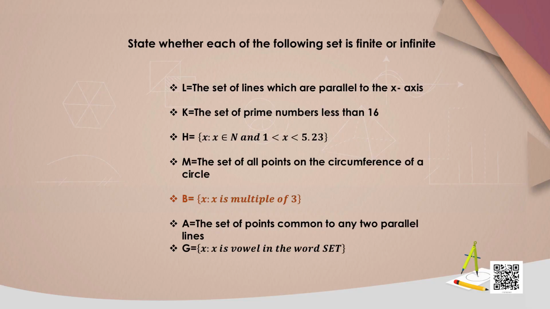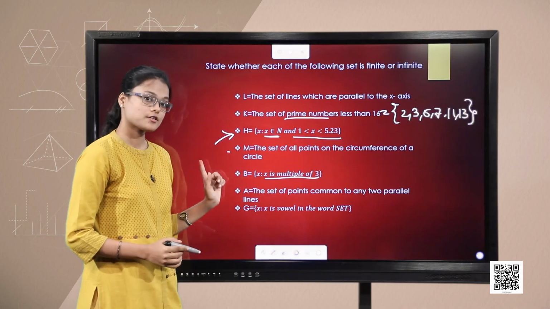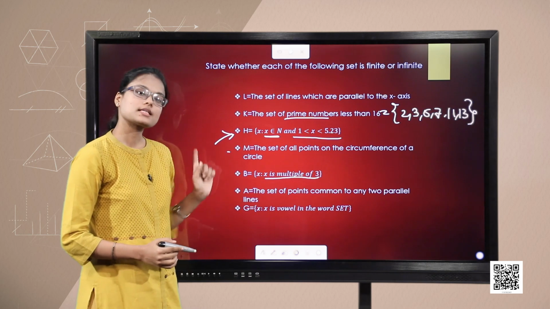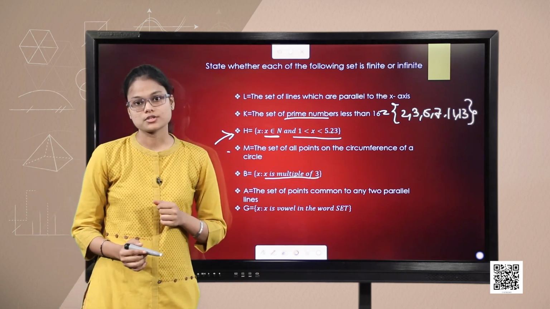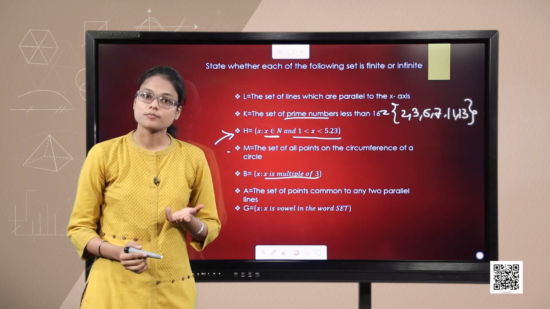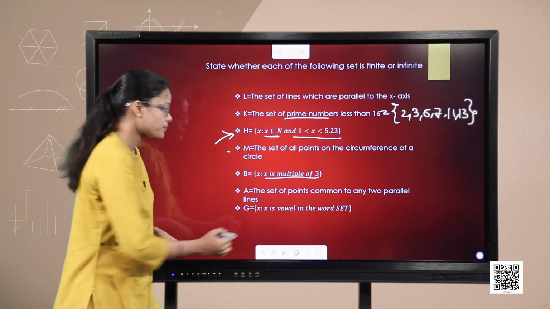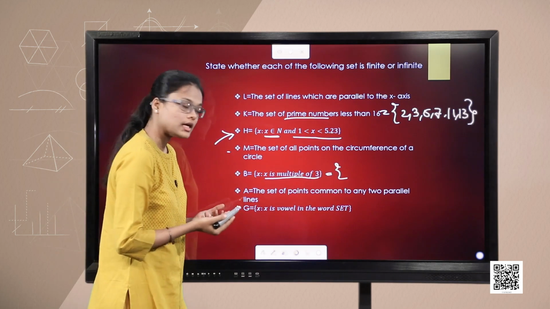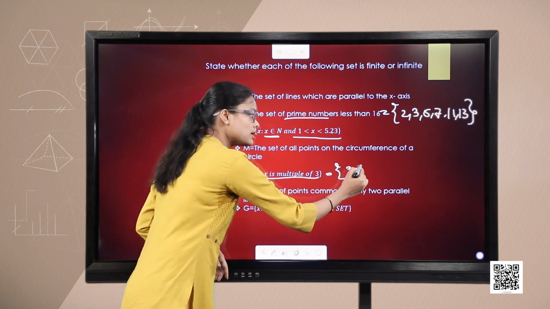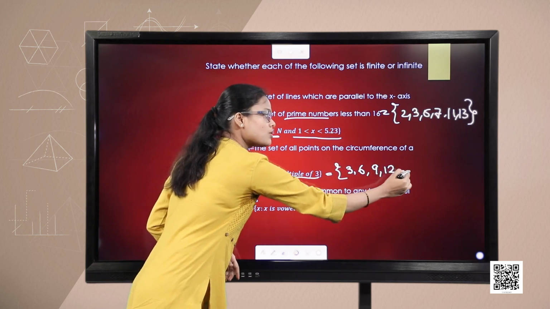Set B, consisting of all those numbers which are multiples of 3. Yes, you may correlate it with the previous example, the set of all even natural numbers. They are infinite; they were multiples of 2. Similarly, we can say this set represents all multiples of 3, which are 3, 6, 9, 12 and so on.